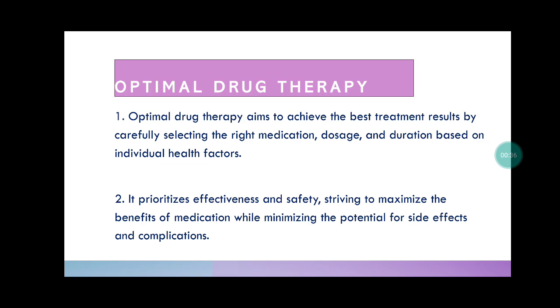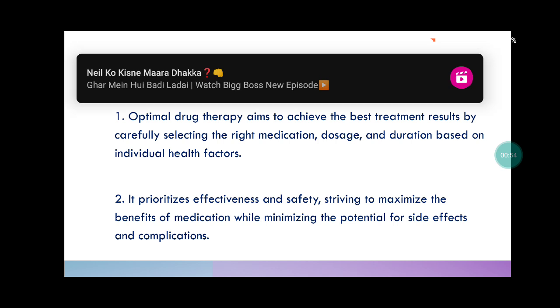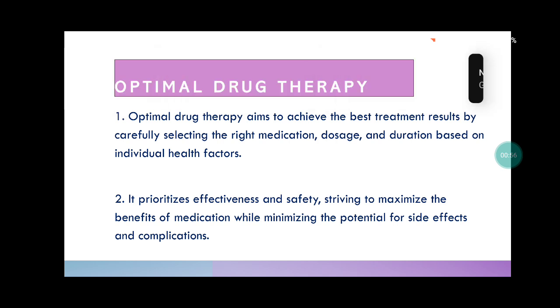First, optimal drug therapy. Optimal drug therapy aims to achieve the best treatment result by carefully selecting the right medication, dosage, duration based on individual health factors. It prioritizes effectiveness and safety, striving to maximize the benefit of medication while minimizing the potential for side effects and complications.